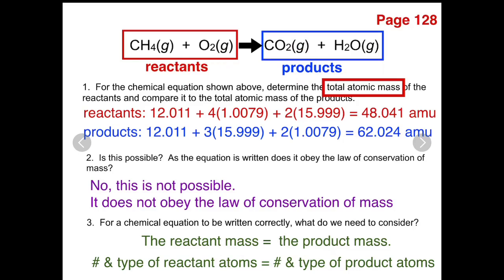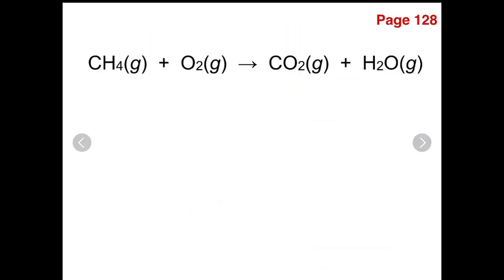So that means our goal in this chapter is to learn how to make sure that the number and the type of atoms on both the reactant side and the product side are equal. Okay, so what can we do about that? I'm going to consider the same chemical equation right now, the combustion between methane and oxygen.